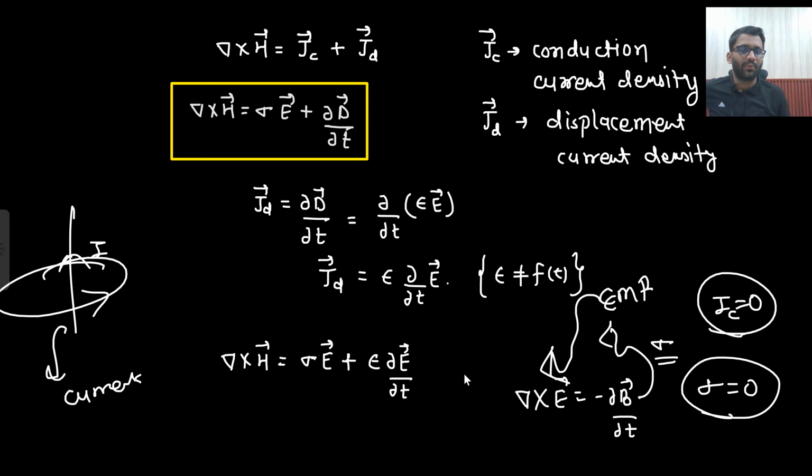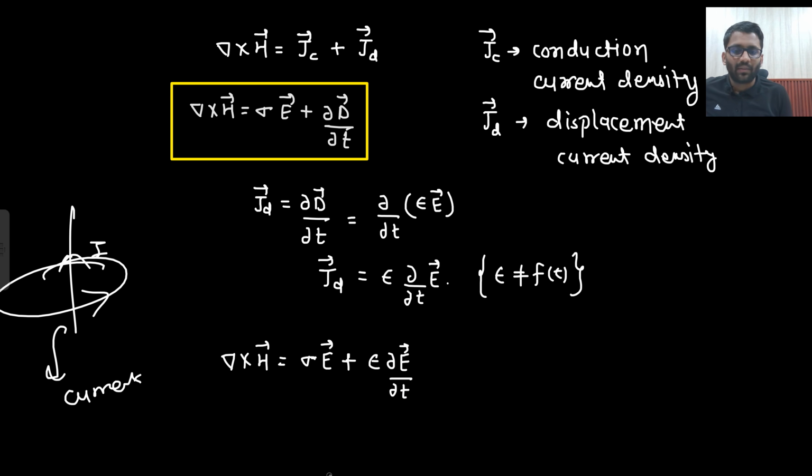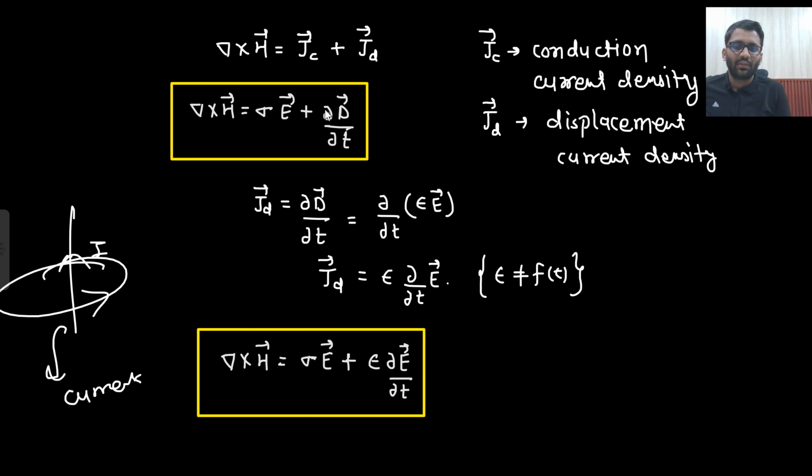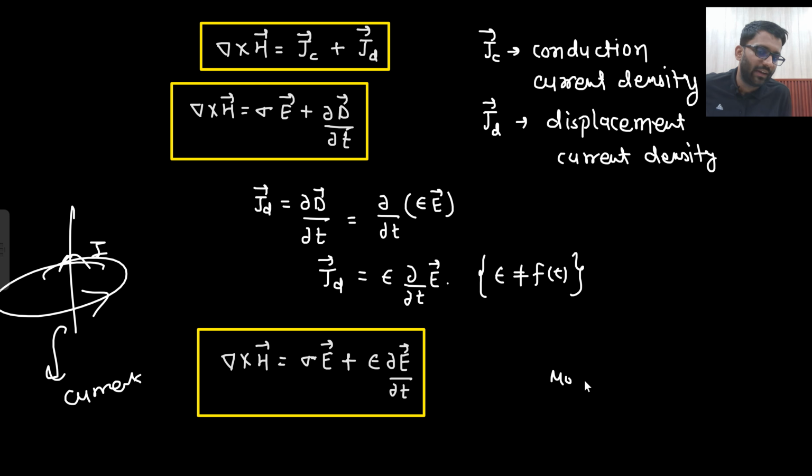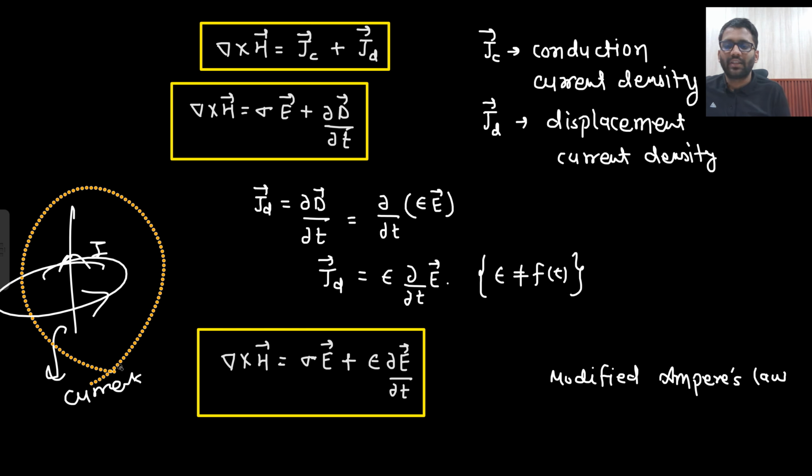Is that statement clear to you? Okay, so this is what this equation represents. This is known as modified Ampere's law. You should not just remember this answer, you should know the formula. JC formula is sigma E and JD formula is del D by del t. So any of these forms you can remember, and these are known as modified Ampere's law.